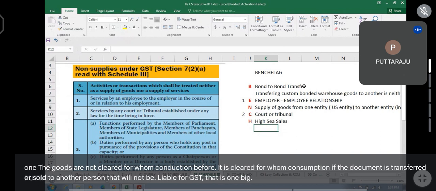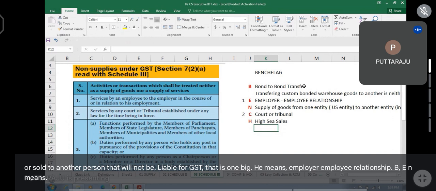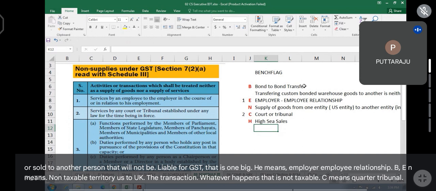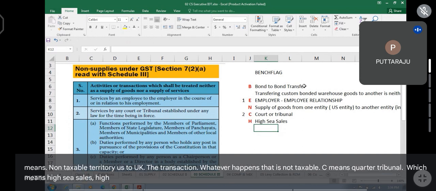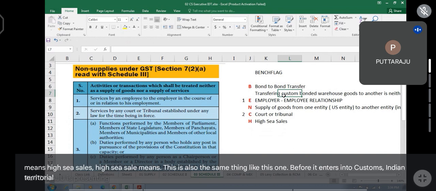E means employer-employee relationship. N means non-taxable territory, US to UK. Whatever transaction happens, that is not taxable. C means court or tribunal. H means high sea sales. High sea sale is also the same thing as this one. Before the goods enter the Indian territorial waters, before that only you sell the goods. That is also not taxable.